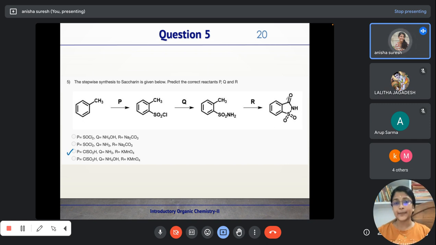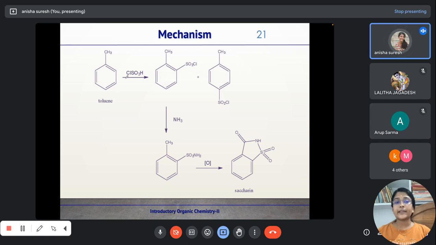So we will see the mechanism. First, toluene will be reacting with ClSO3H, leading to formation of these two compounds, ortho and para products. We have seen that in electrophilic aromatic substitution reaction, it is more feasible at ortho and para position, because at ortho and para position electron density will be present, so it can go and attack the electrophile, so it will lead to formation of this ortho product and this para product.